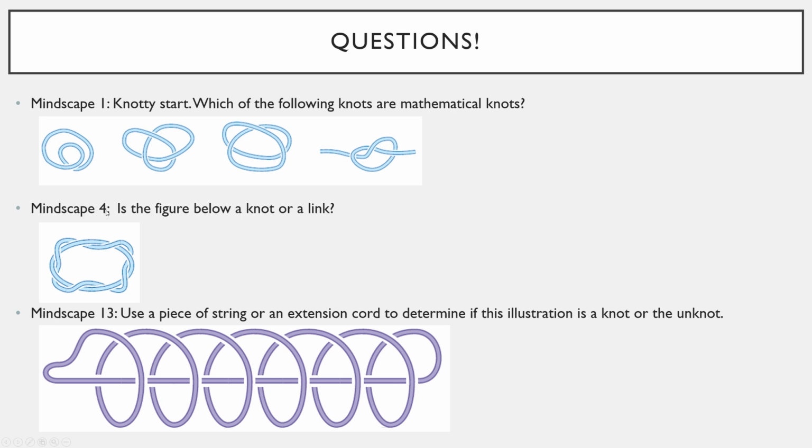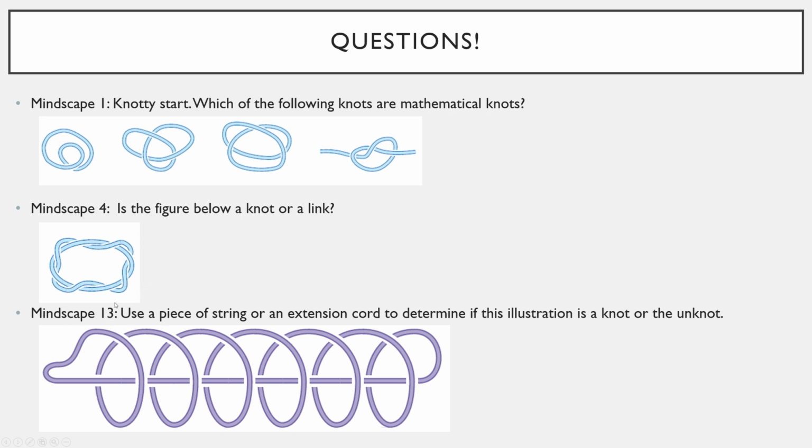Okay, Mindscape 4. Is the figure below a knot or a link? Well, let's look. A knot would be one string, but if you look here, it looks like there is an oval, and then what goes through it is another unknot. So there actually is no knot here. This is just a link. You have to look and see if it's actually the same piece of string. Like if you look at this one, it's the same string. This one here is two different ones, so it's a link.